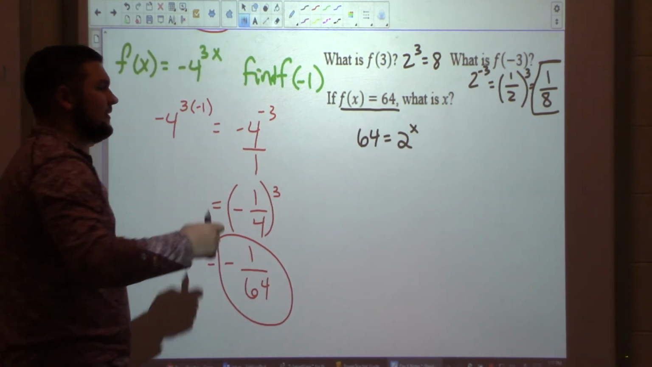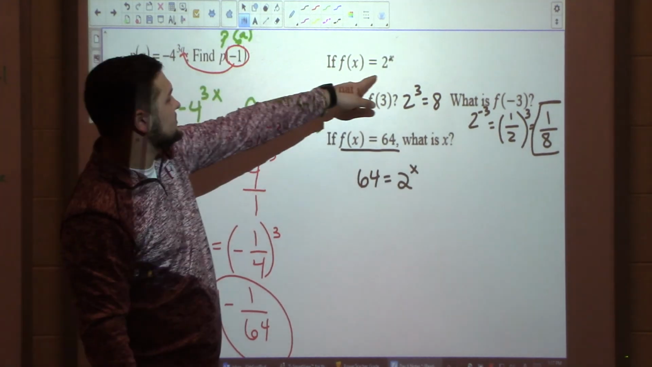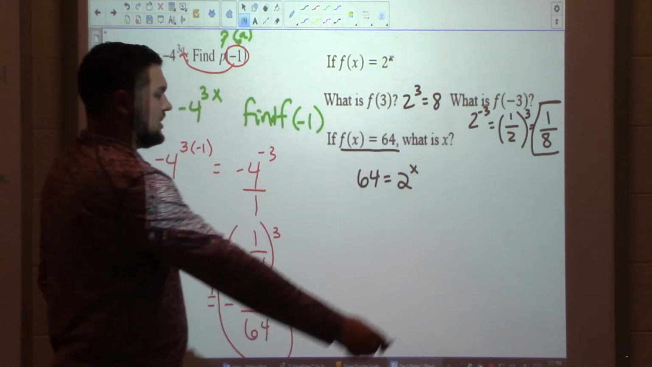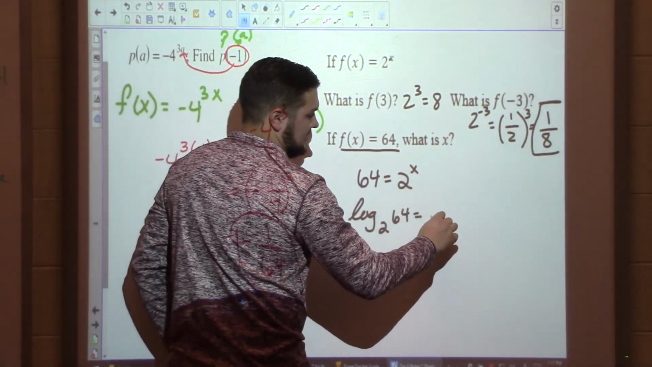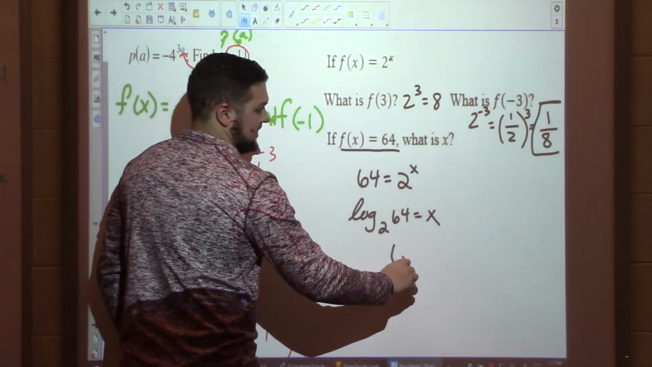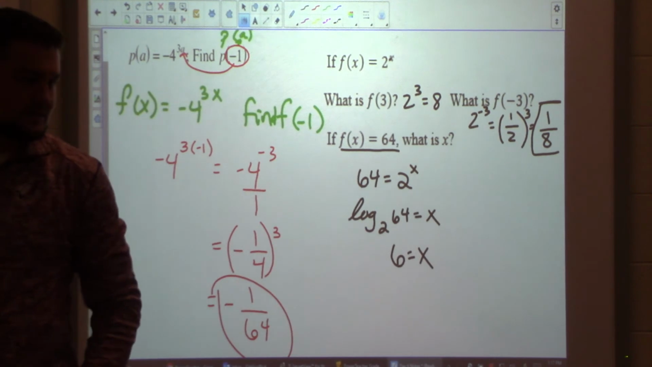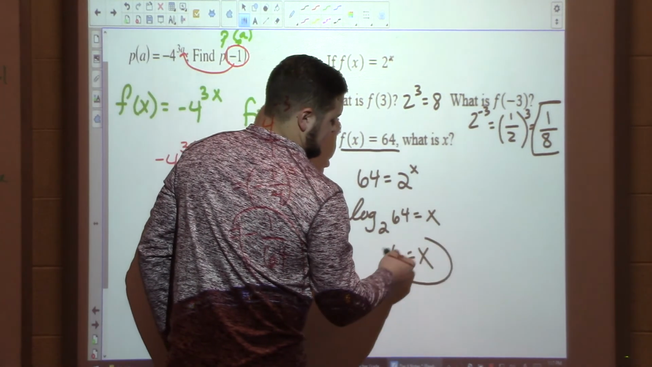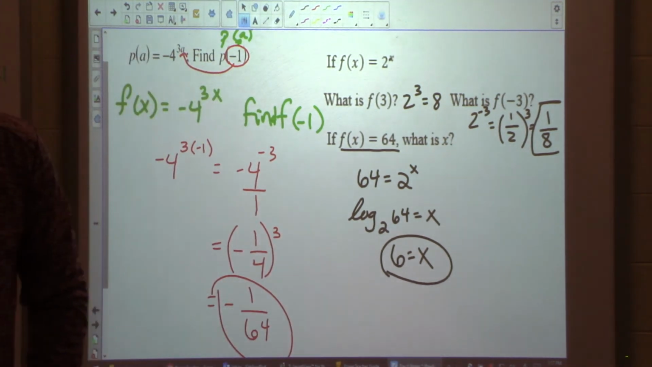Wait, I'm so confused where the 2 came from. From our original function, right? f of x equals 2 to the x. Oh, okay. 64. So then change it to log form: log base 2 of 64 equals x. I believe we get 6 equals x. Yep. Correct. If you guess and check, that is perfectly fine. But I love logs so much I want to do logs.